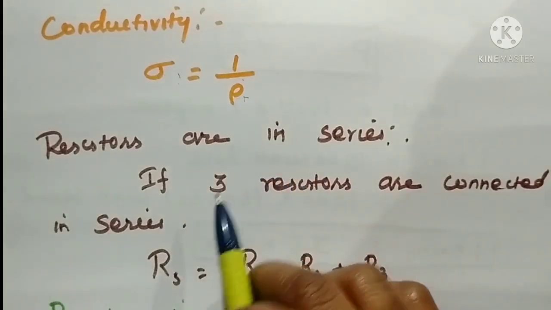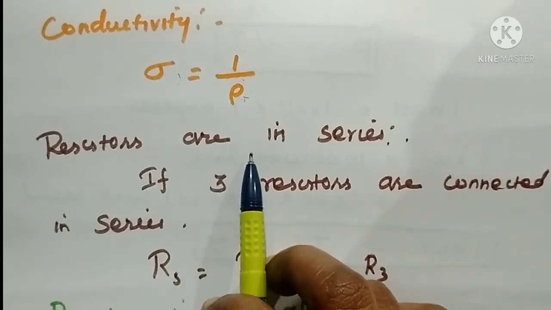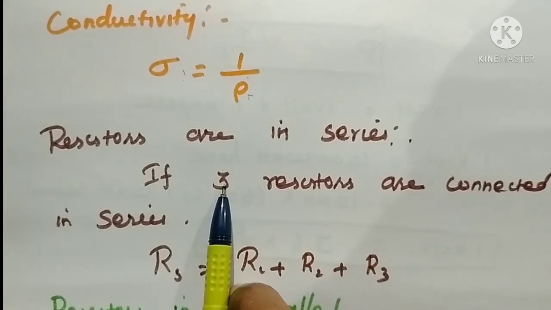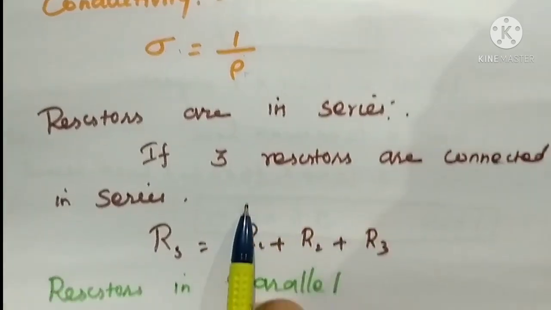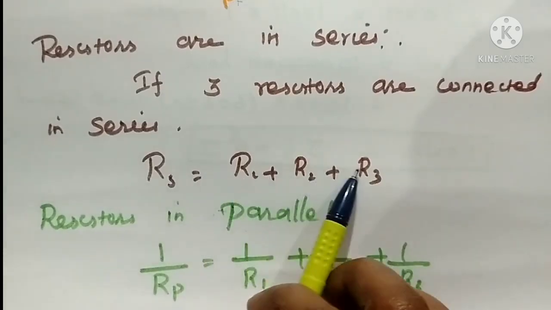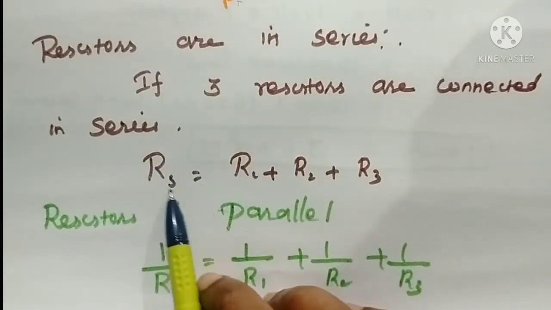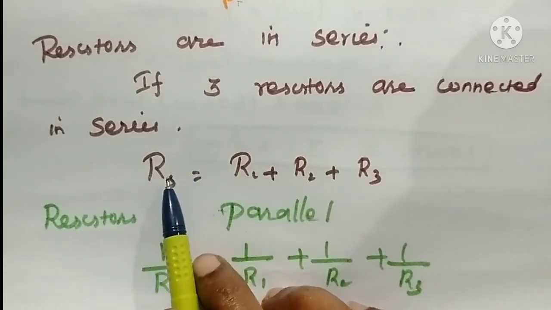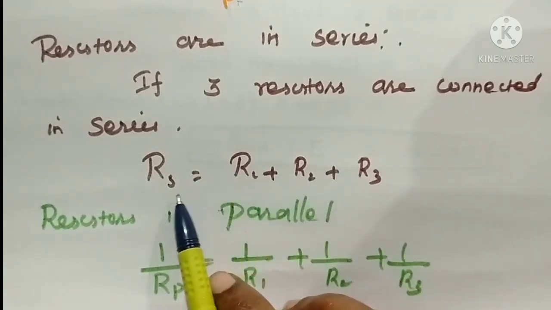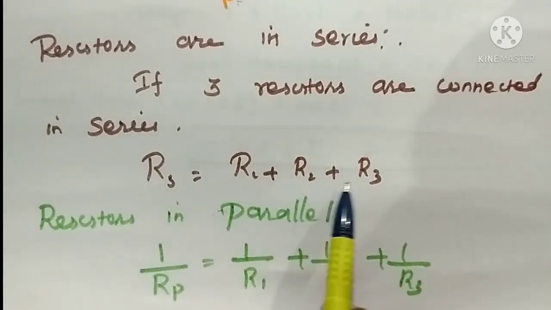And now we are going to discuss the formulas for the system of resistors. There are two methods, one is series and another one is parallel. You all know that. Now if three resistors are connected in series, what is the formula? Rs is equal to R1 plus R2 plus R3. How will you find the effective resistance? The effective resistance Rs is equal to R1 plus R2 plus R3.